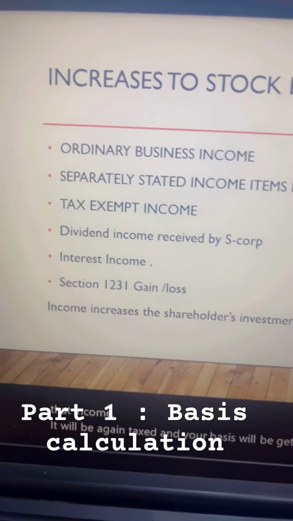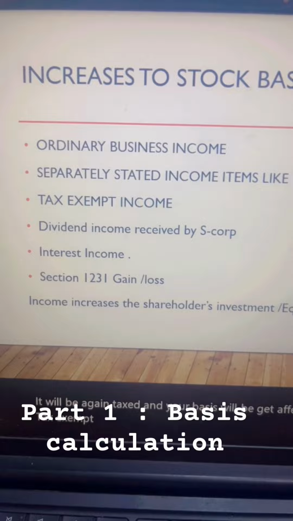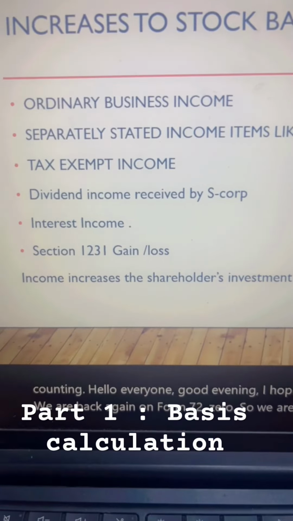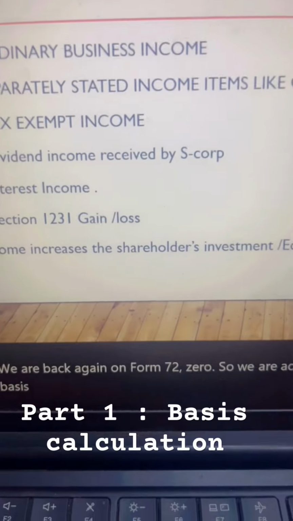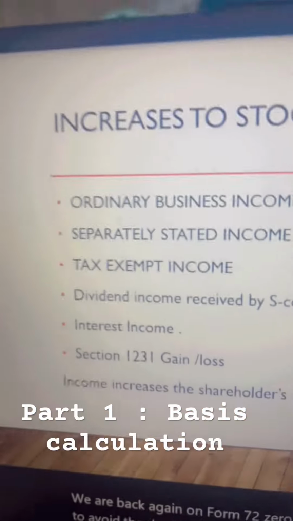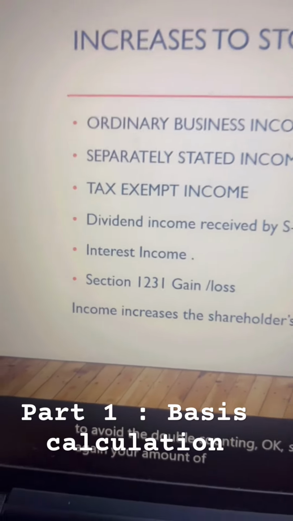So we include tax exempt income while taking other increases, adding it in the basis to avoid double counting, so that at the time of distribution it is not taxed again. Your amount of basis comes out appropriate.